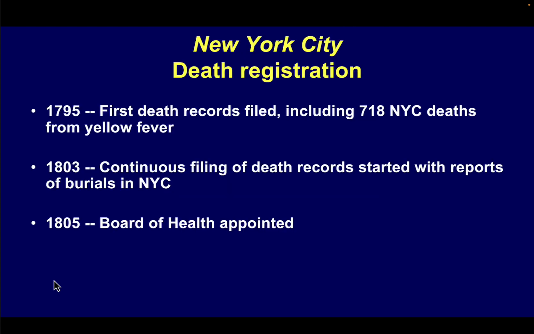So moving on from births to deaths, the first death records in New York City were filed in 1795, and that was a year when there were about 718 deaths in New York City from yellow fever. In 1803, the continuous filing of death records started in earnest, and these were generated through reports of burials that were happening around New York City. And another key development was in 1805 when the New York City Board of Health was convened and appointed.